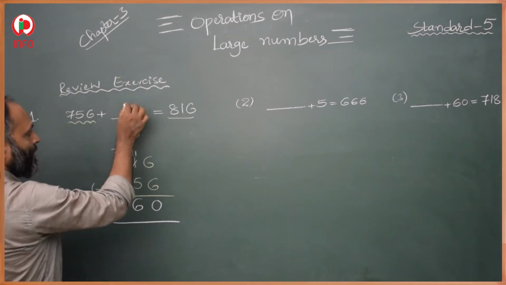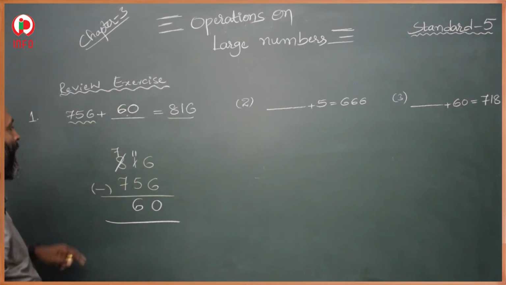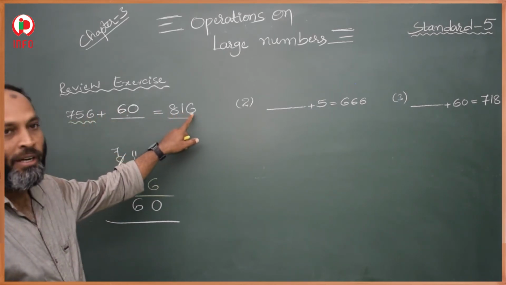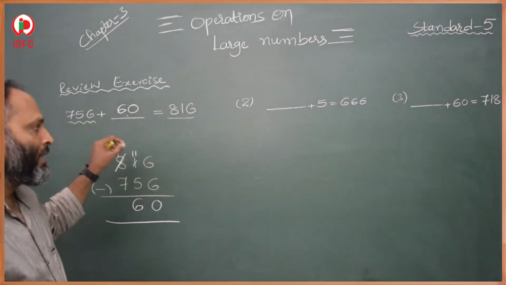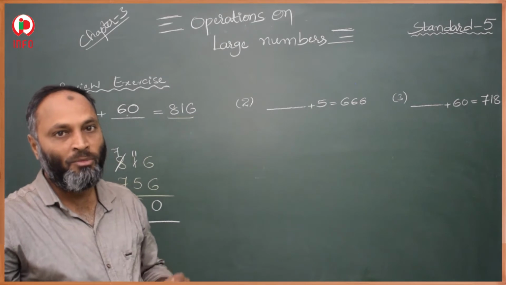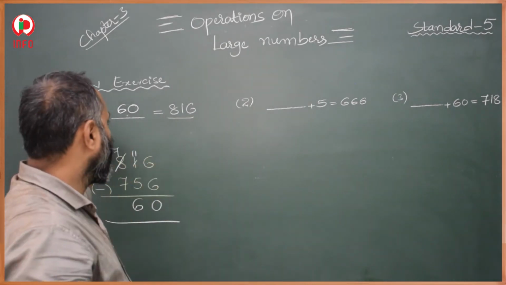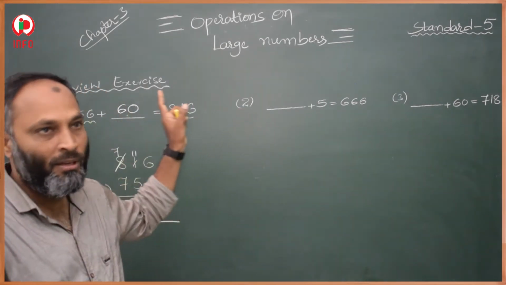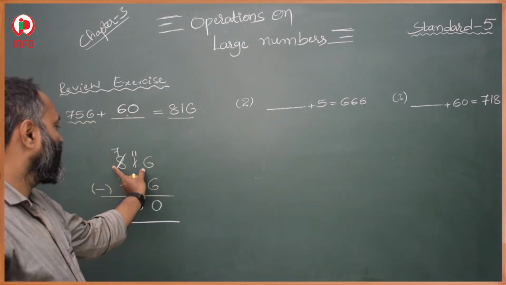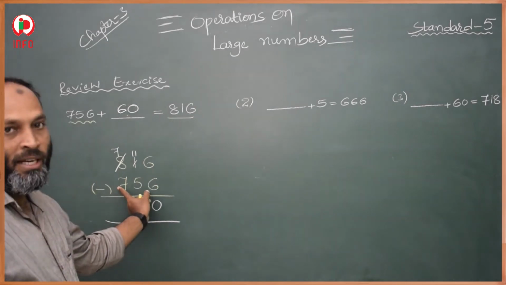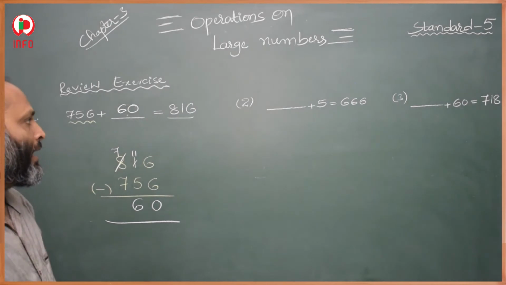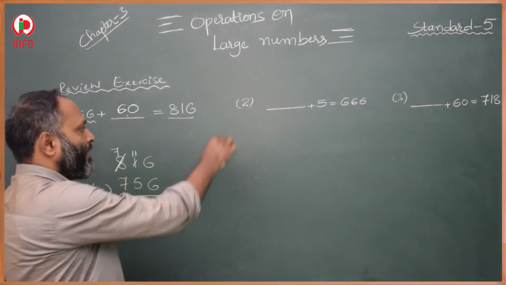What is our second addend here? The second addend will come as 60. If we add 60 to 756, then we will get 816. This is the procedure. If any addend is not given, then we have to subtract the given addend from the sum. This is the given addend and this is the sum. So from the sum, we minus this first addend, then we will get the second addend.